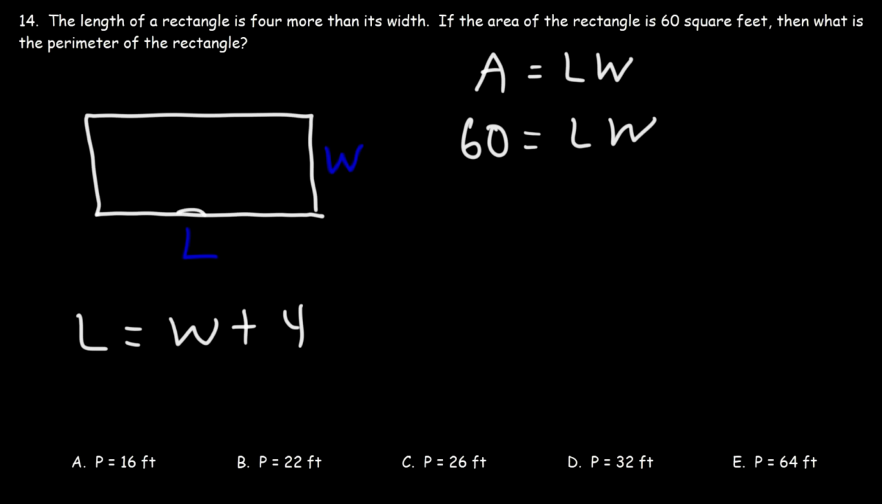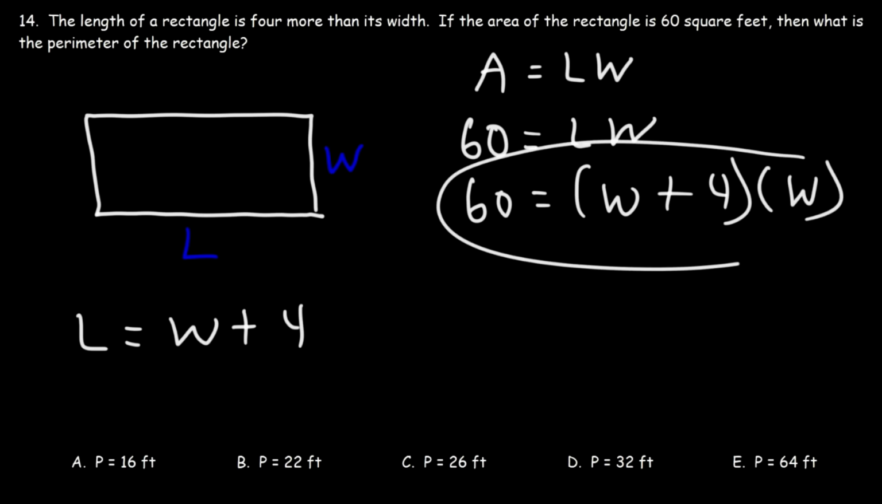Because we have two missing variables, we need two equations to solve those two missing variables. So what we're going to do is we're going to use substitution. These are the two equations that we have. We're going to replace L with what it's equal to, that is W plus 4. So we're going to have 60 is equal to W plus 4 times W. So now we have one equation with one variable. Now we can solve it.